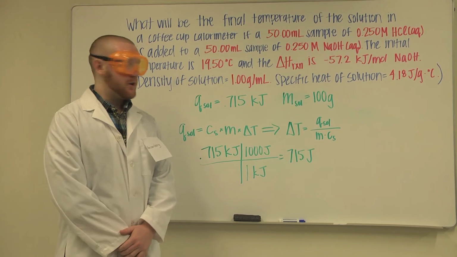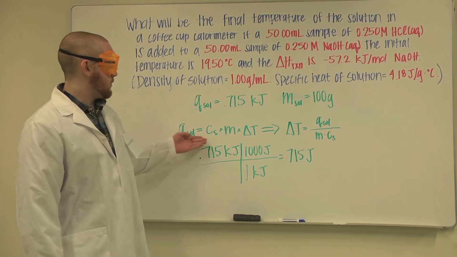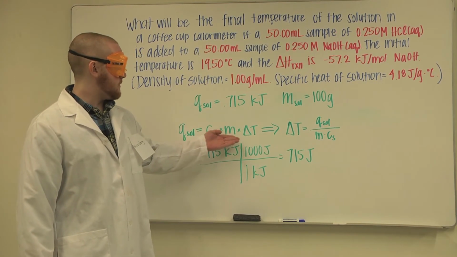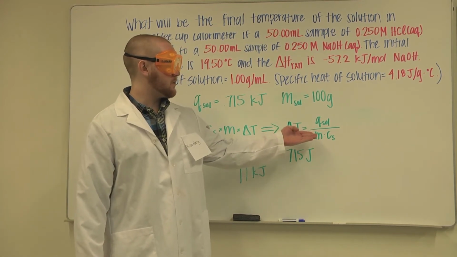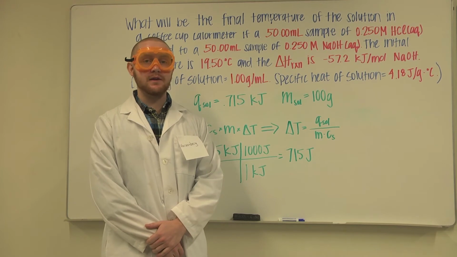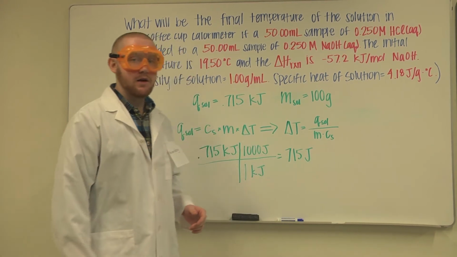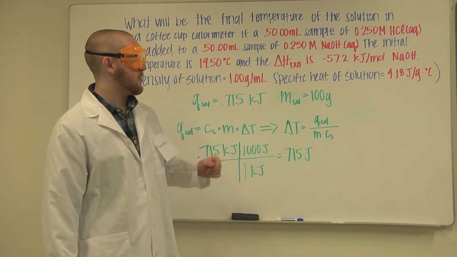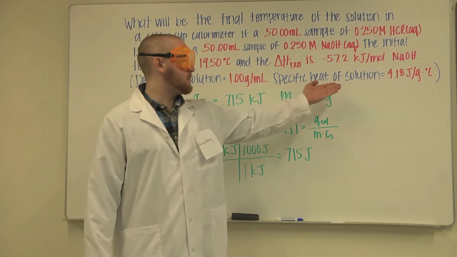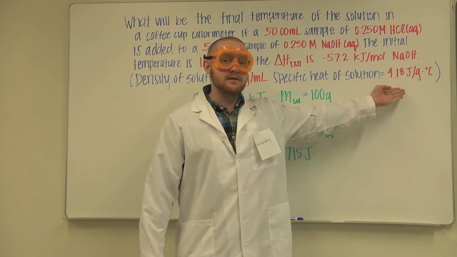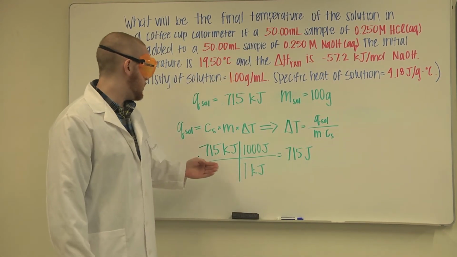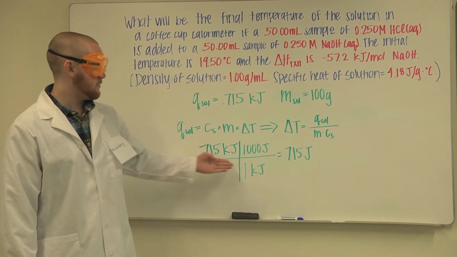Using basic algebra, we change our equation from Q of solution equals specific heat times mass times the change in temperature to the change in temperature equals Q of solution divided by mass times specific heat. Before we begin plugging our information in, first we need to make sure that our units agree. As specific heat of solution was given to us in 4.18 joules per gram degrees Celsius, not kilojoules, we first need to change our Q of solution from kilojoules to joules.